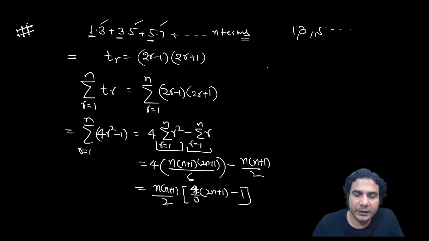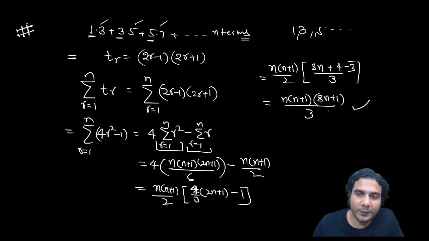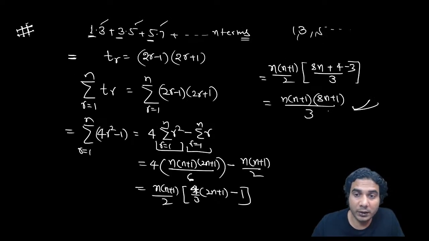If you take the LCM, it is going to be n into n plus 1 by 2 into 8n plus 4 minus 3 divided by 3. So your final simplified answer is n into n plus 1 into 8n plus 1 whole divided by 3. Okay, so I hope you have got it. Have a look. Any problem? Then let me know.